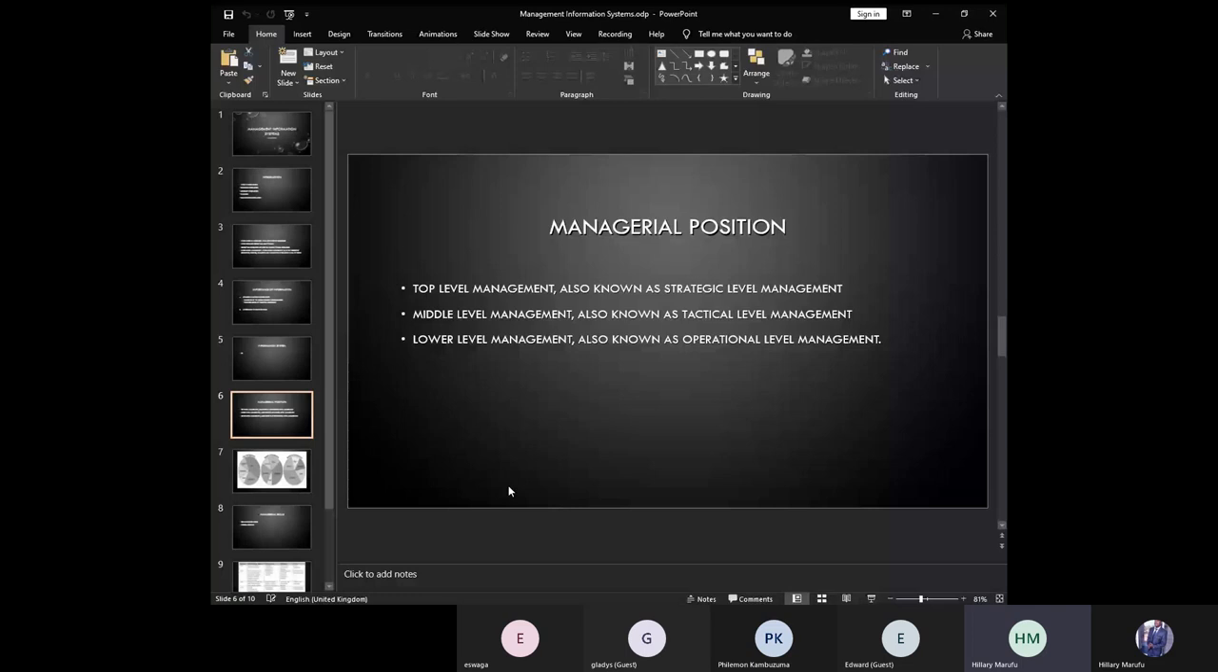Now, unstructured decisions are decisions that are made where there is no written down procedure on how to tackle such a situation. Can anyone give me an example of an unstructured decision? Mr. Edward.